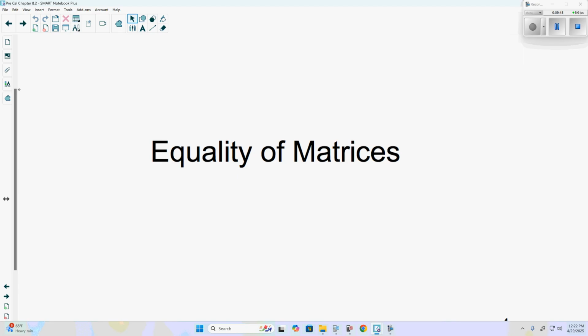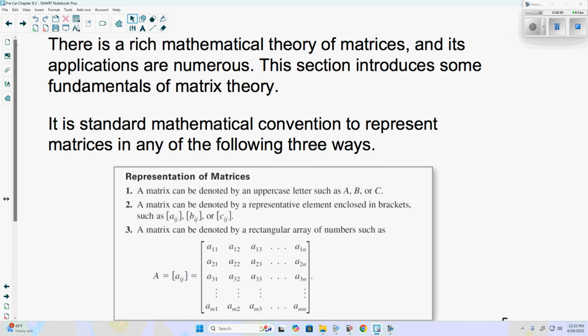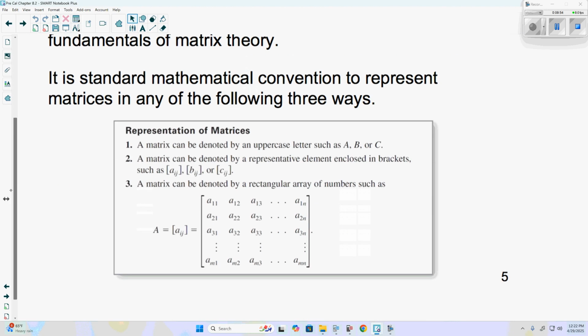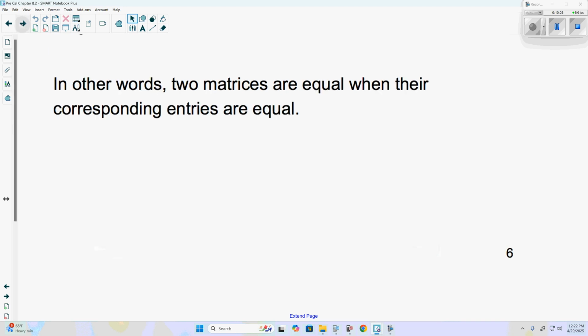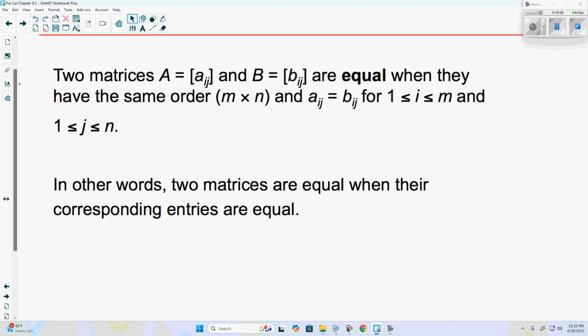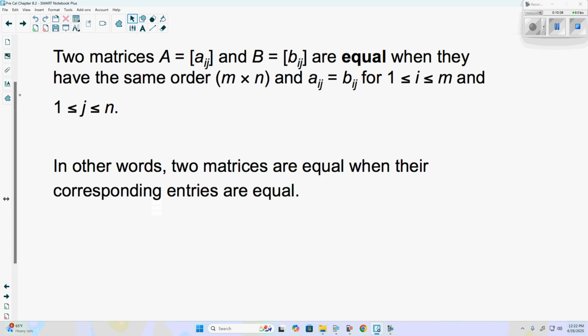Operations of matrices, equalities of matrices. There's a rich mathematical history with application of matrices. A matrix can be denoted and is denoted by uppercase letters, and its elements, the numbers inside, are lowercase. Two matrices, A and B, are equal when they have the same order, same dimensions, and their corresponding elements are equal. In other words, two matrices are equal when their corresponding entries are equal as well.